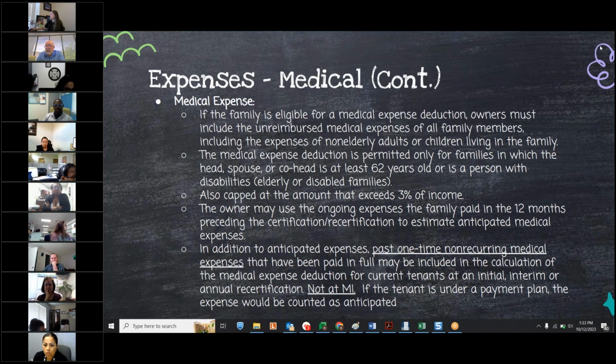We can use ongoing expenses that the household paid over the last 12 months and use that for the next year. We can also include past one-time non-recurring expenses that have been paid in full, but that's only at AR or IR. So we're not eligible to do that at move-in. But if they're under a payment plan for a past one-time medical expense, we can include those payments in the coming year.